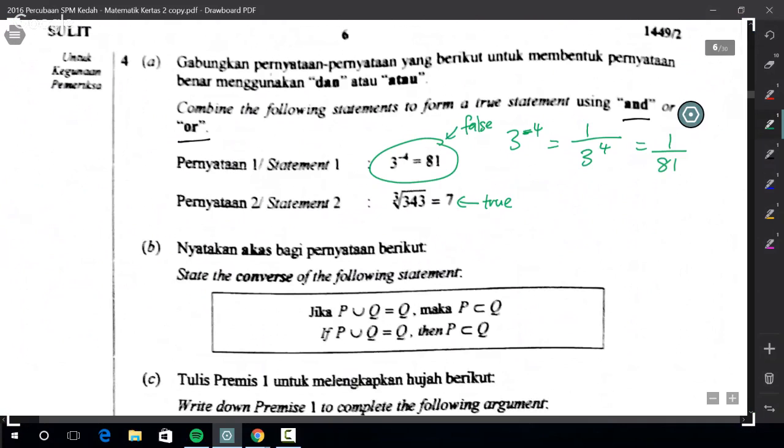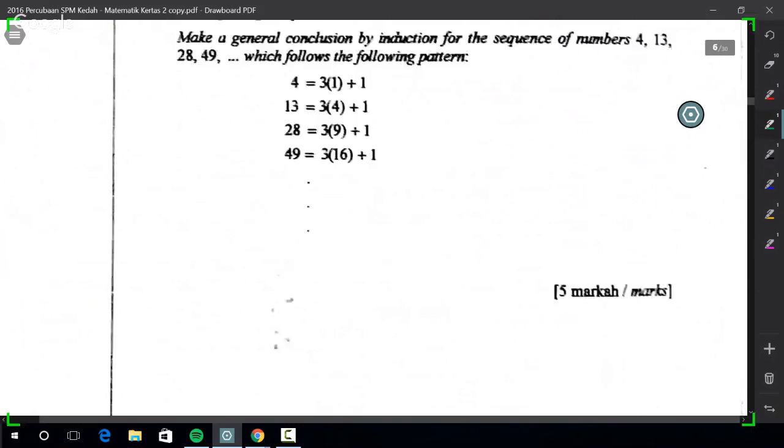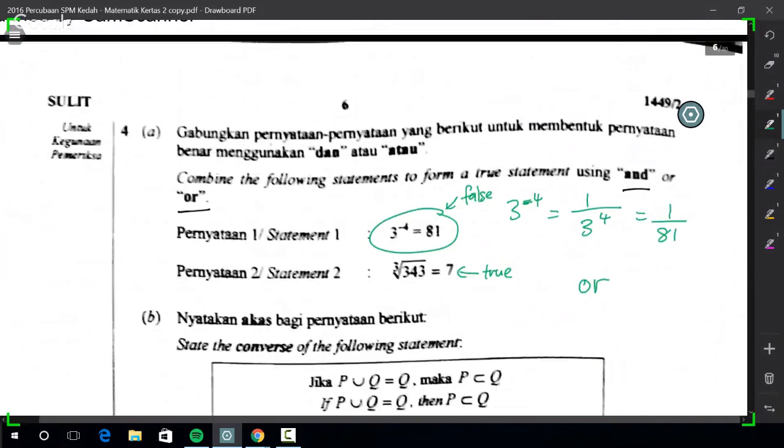You know you have to use OR. So yeah, you just choose OR. I guess you can fill in something here. Yeah, you just write statement, maybe combine the following statement from the forward. So you just do 3 power of -4 equals to 81, or cube root of 343 equals to 7. I think this is what the question wants you to write.